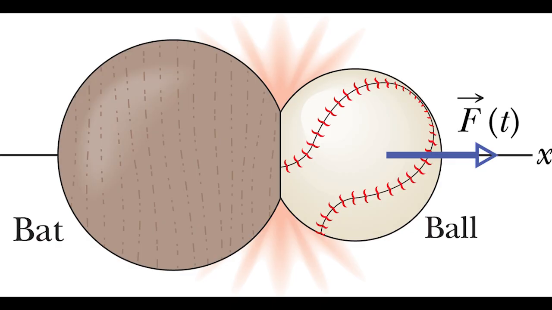The collision is brief, and the ball experiences a force that is great enough to slow it, stop it, or even reverse its motion. The ball experiences a force as a function of time that varies during the collision and changes the linear momentum of the ball. Let's look at this in closer detail.